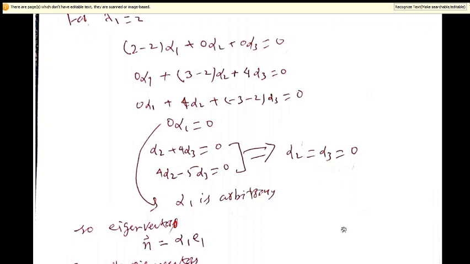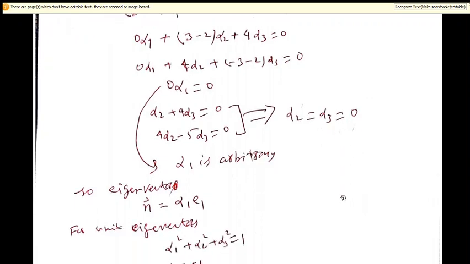Here you can see that this is a homogeneous system. From this we can see that alpha 1 is arbitrary, and from here we have to calculate alpha 2 and alpha 3. This is a homogeneous system and you can see that its determinant is not equal to 0. If you have a homogeneous system with determinant not equal to 0, then the solution is only trivial, that is alpha 2 and alpha 3 equal to 0.